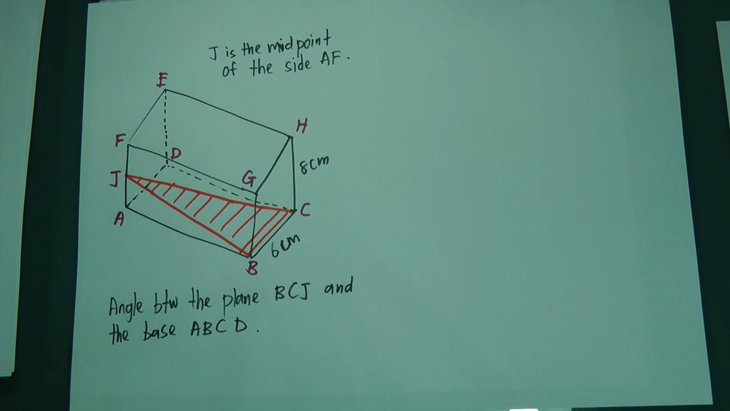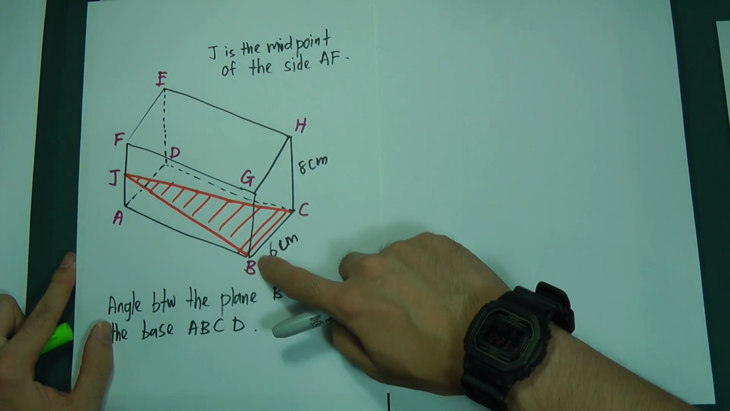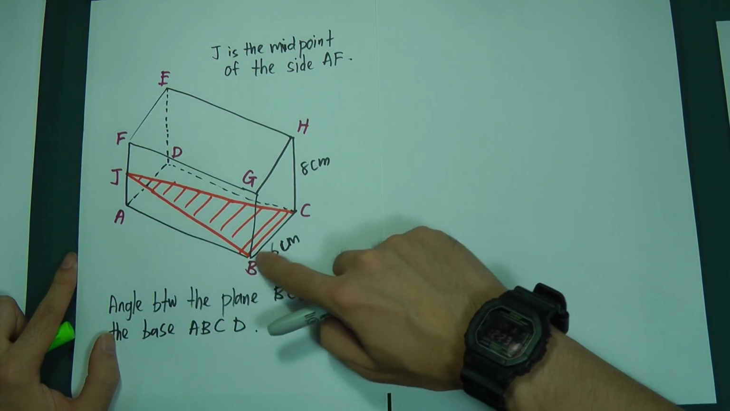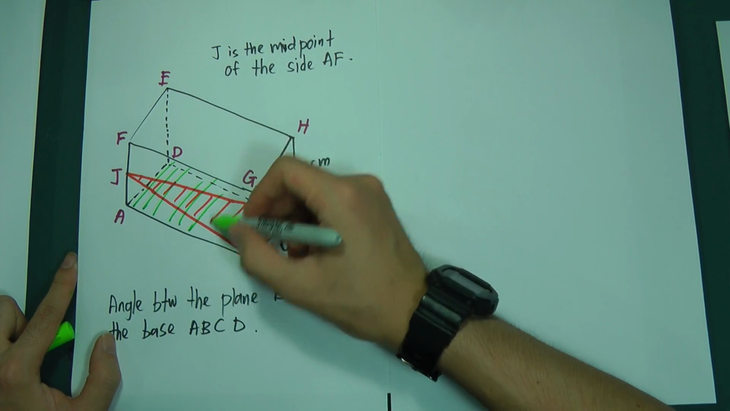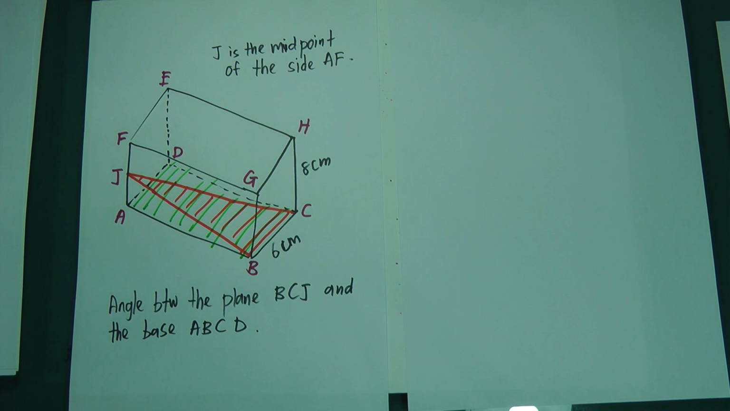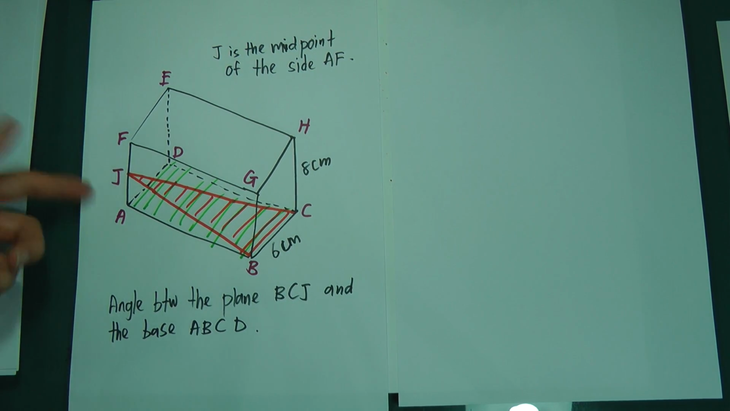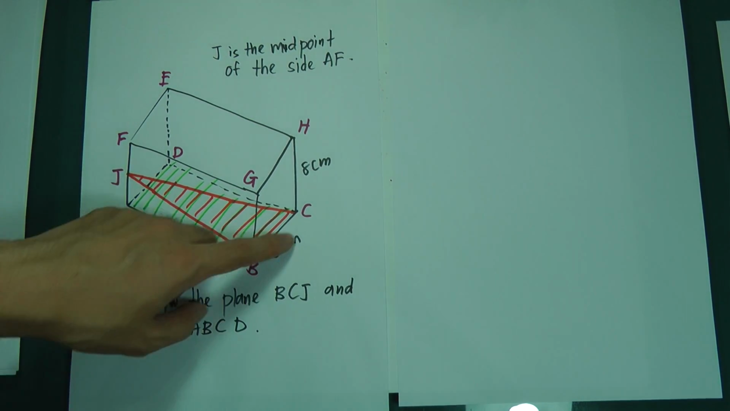First we have to find where the two planes are. Obviously I draw one for you, which is B, C, J. Another one is A, B, C, D, meaning that one is on the bottom. Now he asks you to find the angle in between. Here he tells you J actually is the midpoint of AF. Now the bottom has one plane and you have another triangle plane.